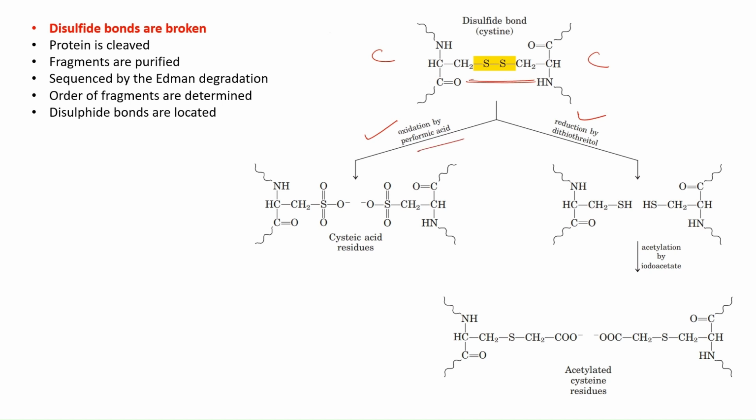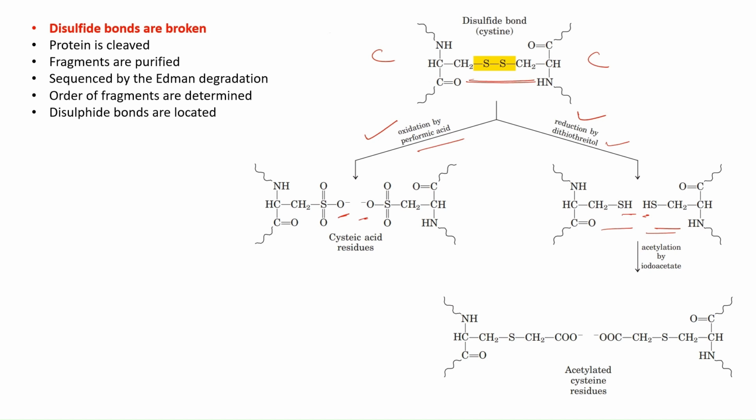By using performic acid, we can oxidize them. Here oxygen is attached, that is, oxidation happened. So we oxidized them to break the disulfide bond present between them. Or we can reduce using dithiothreitol. It is performing reduction, which means hydrogen is getting attached.